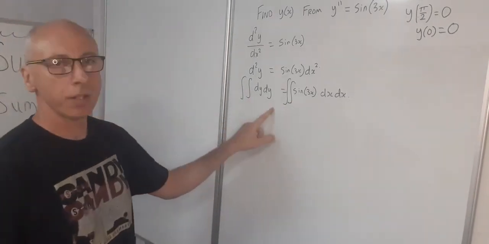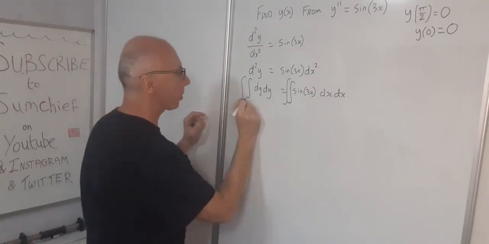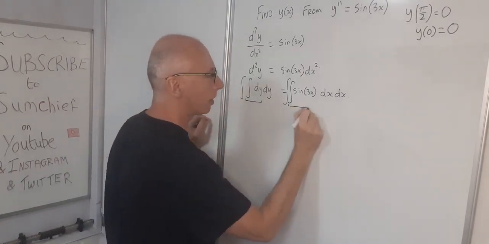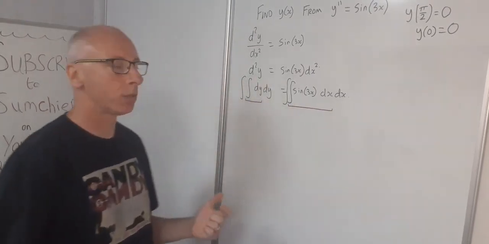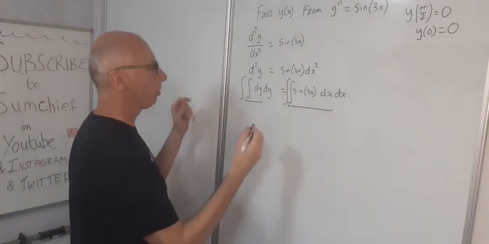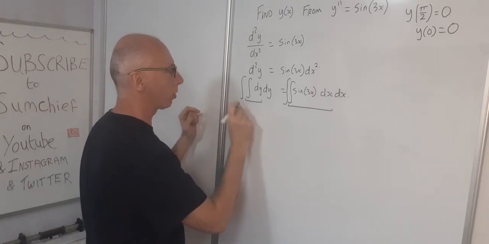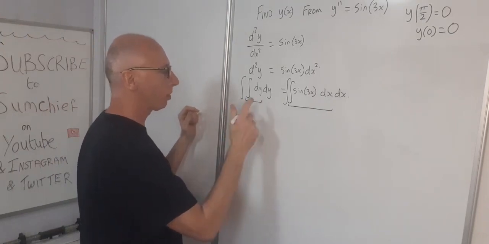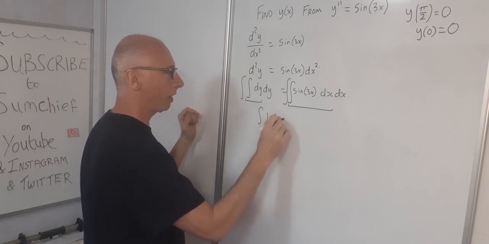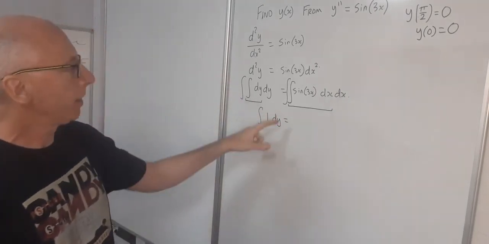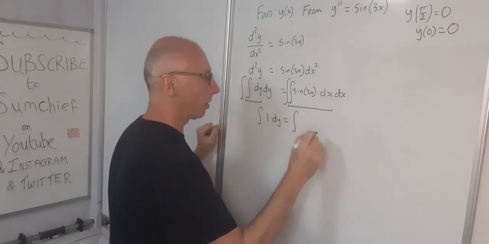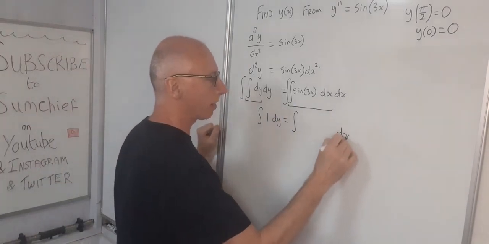Okay, so now let's mark out where we're going to start our first integration. So this part here and this part here. Let's do those two parts first. Integrating on this side with regards to dy just gives us a 1, but we need to put the integral and dy back in. So the integral of 1 dy. And on this side, the integral of sine 3x dx.